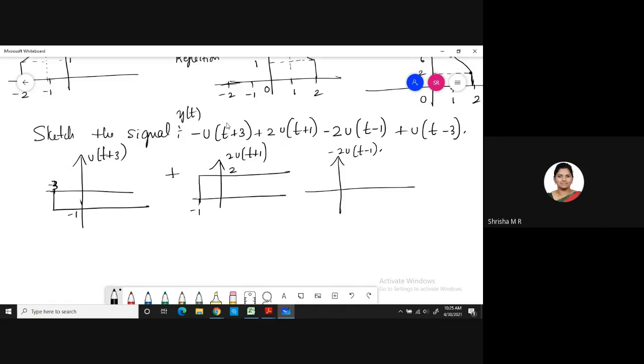The signal will start from +1 with amplitude -2. Correct, so amplitude would be -2. In the third case, the signal will start from +3. So if we have such problems, how do we plot it? We will see that.